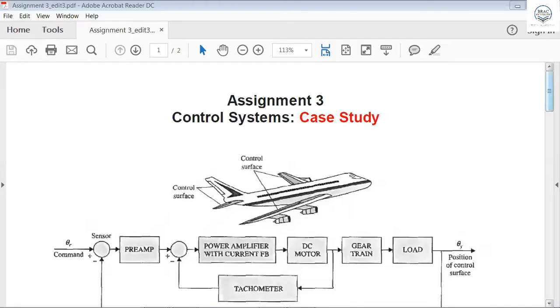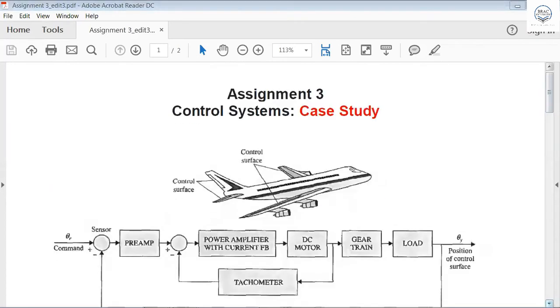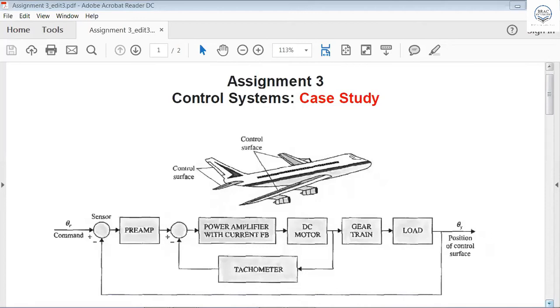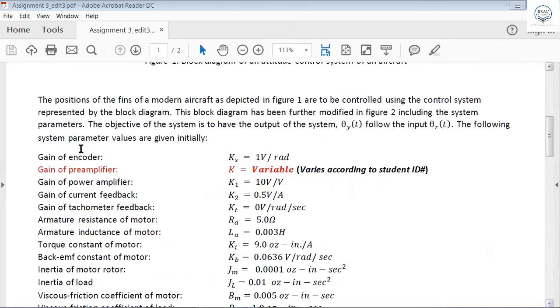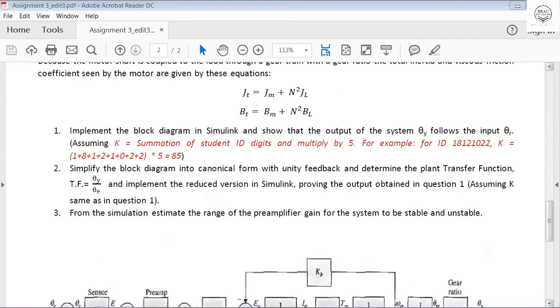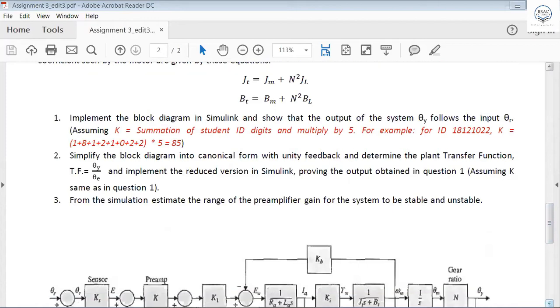Okay, so this is just the model sample of assignment 3 that is going to be given to you. Now look at this. This is the gain of the preamplifier. You have to solve it according to your student ID, using MATLAB Simulink. This is a question actually.